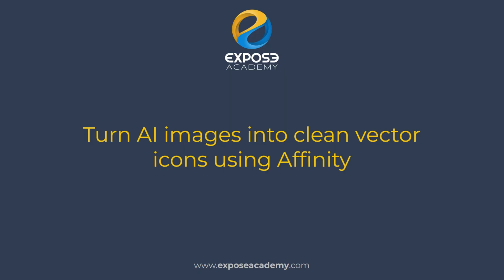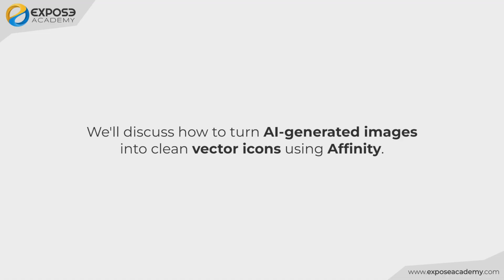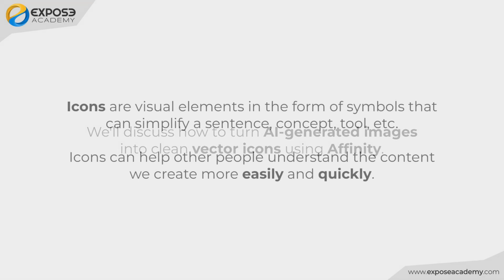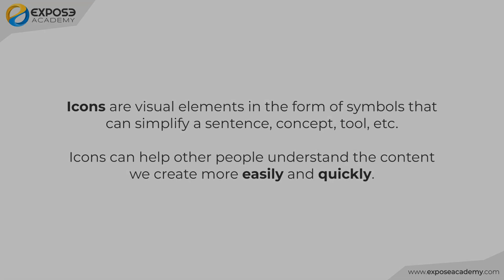In this video, you will learn how to turn an AI-generated image into a clean vector icon using a free graphics software called Affinity. Why are icons important? Because icons help us visually illustrate a sentence or paragraph. With the help of icons, readers or viewers can understand the content that we created much faster.